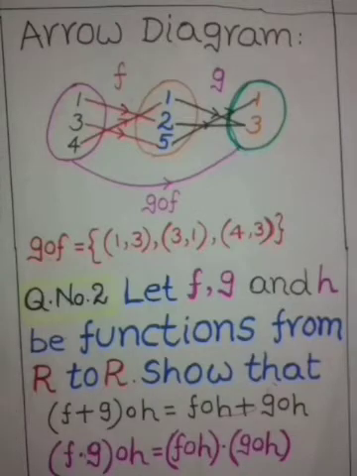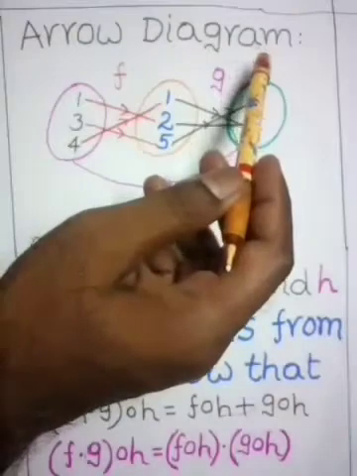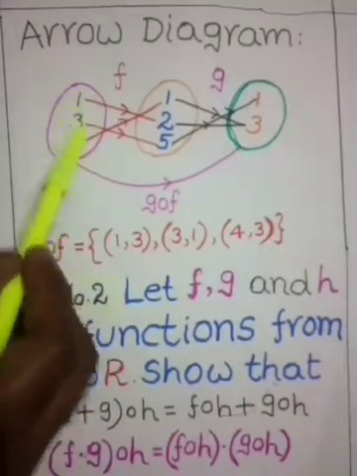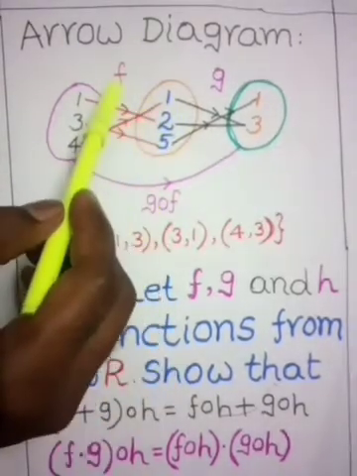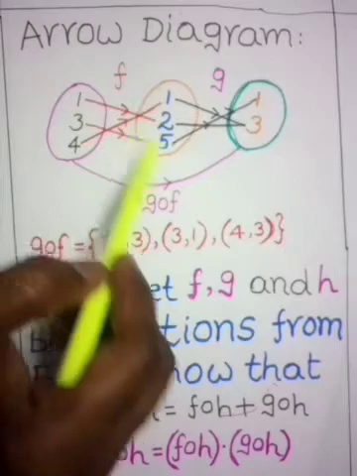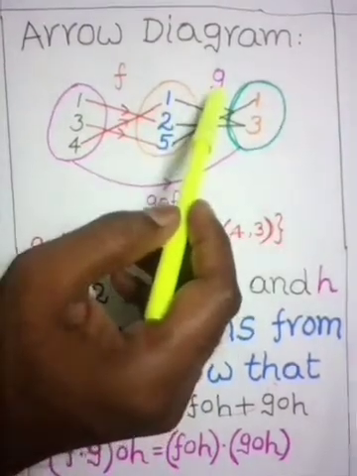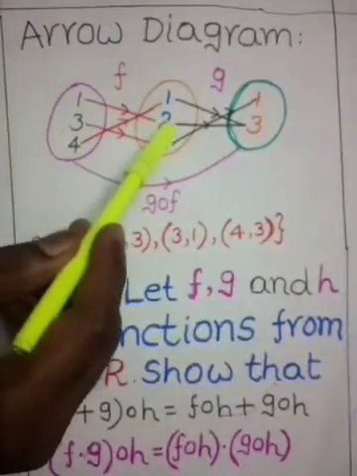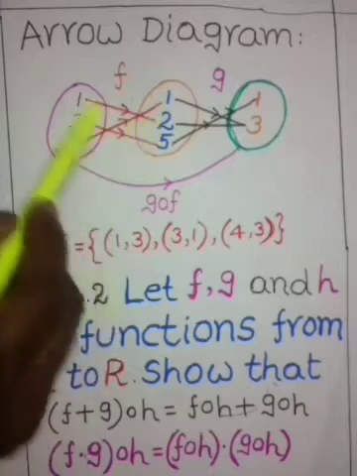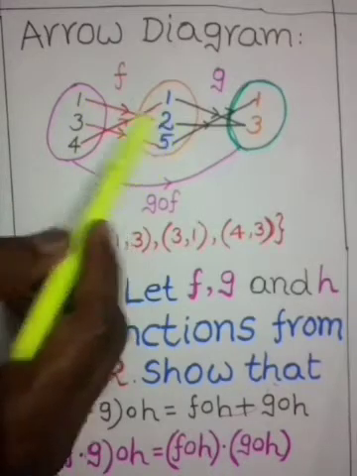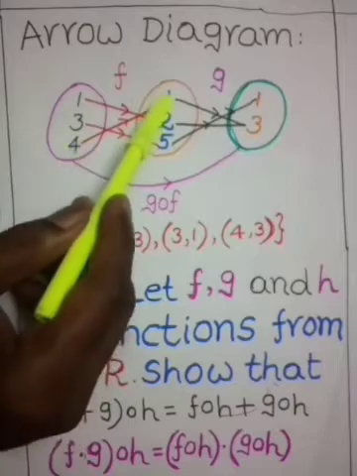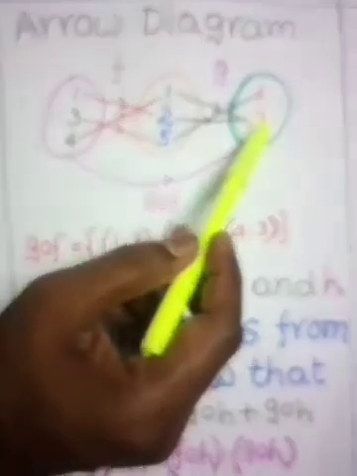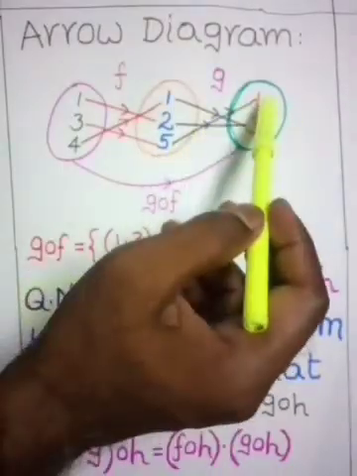Now I am representing g∘f in an arrow diagram as shown below. See here, first, for the function f, the domain is {1, 3, 4} and the codomain is {1, 2, 5}. For the function g, {1, 2, 5} is the domain and {1, 3} is the codomain. I am representing function f by an arrow diagram like this: 1 is connected with 2, 3 is connected with 5, and 4 is connected with 1. Similarly, under the function g, 1 is connected with 3, 2 is also connected with 3, and 5 is connected with 1.